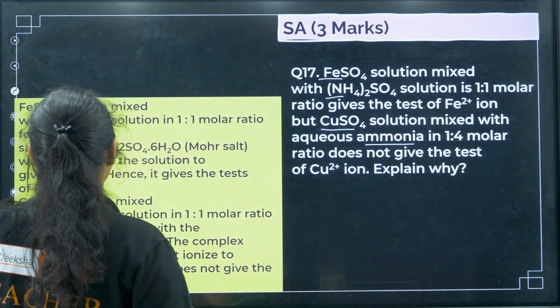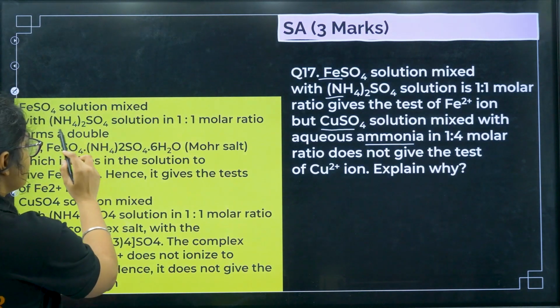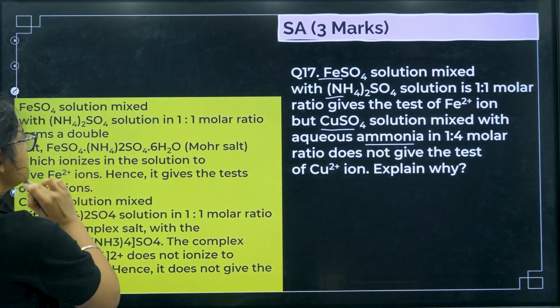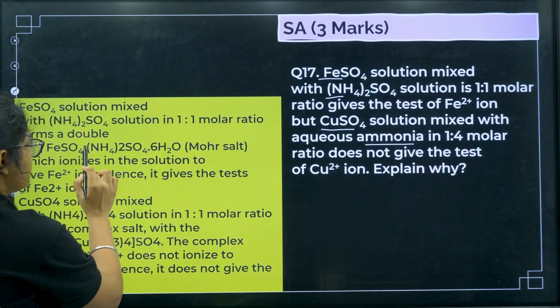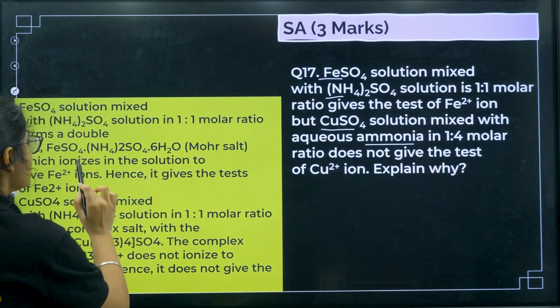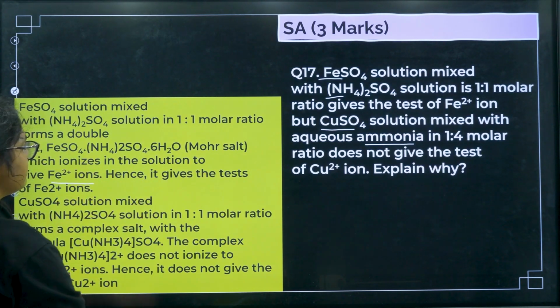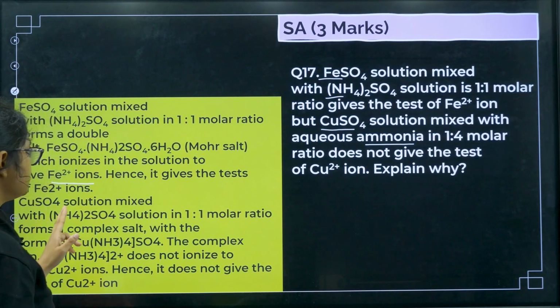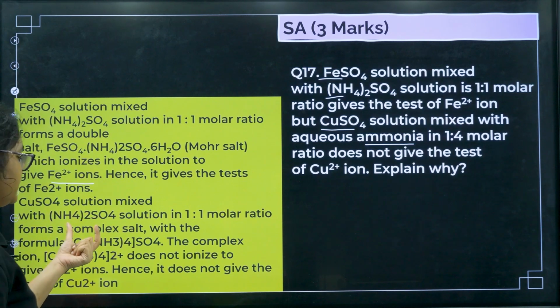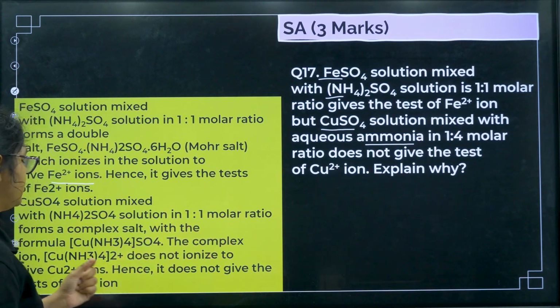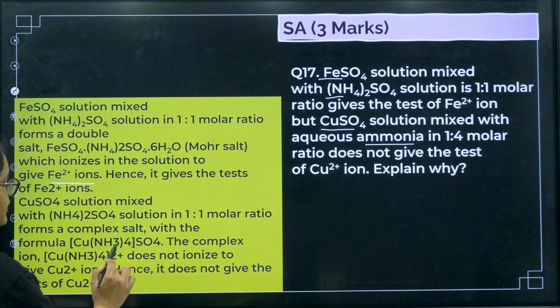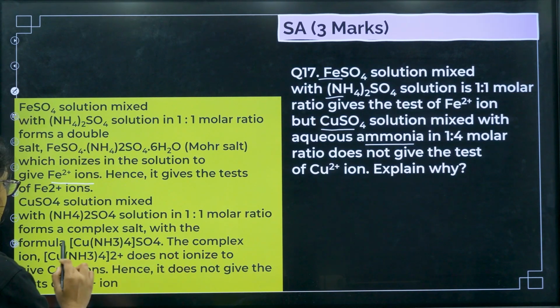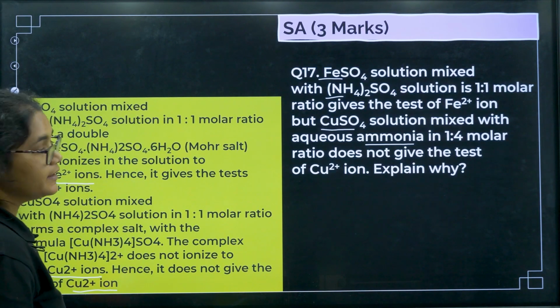So you can see here that FeSO4 solution mixed with ammonium sulfate in 1:1 molar ratio forms a double salt, that is your Mohr's salt, FeSO4.(NH4)2SO4.6H2O, which ionizes in the solution to give you Fe2+ ions, hence it gives the test of Fe2+ ions. Now coming to copper sulfate solution mixed with ammonia in 1:4 molar ratio, it forms a complex, that is [Cu(NH3)4]SO4. The complex ion here does not ionize to give you copper 2+ ions, hence it does not give the test for copper 2+ ions. Okay.